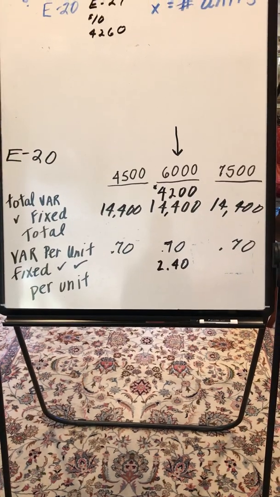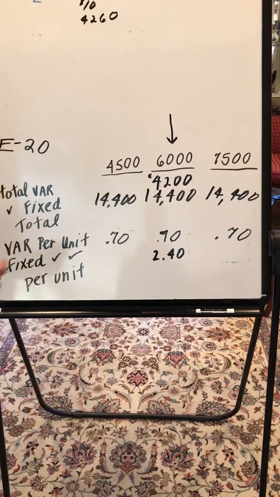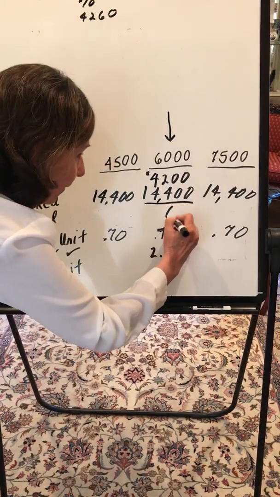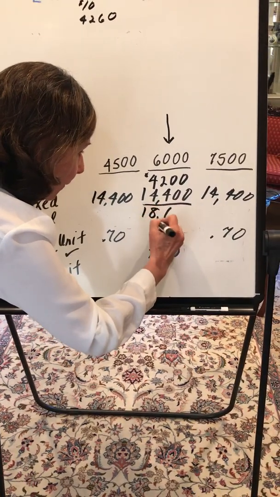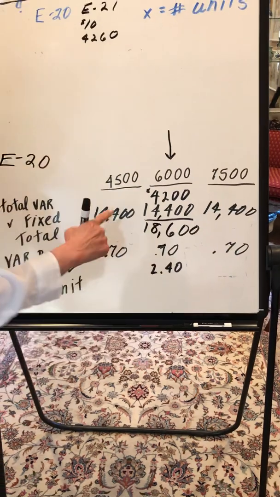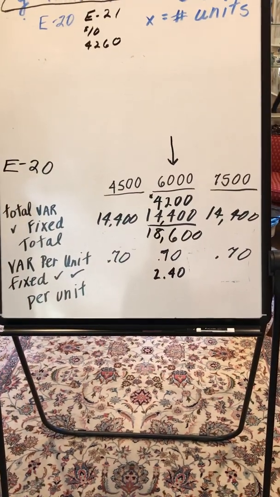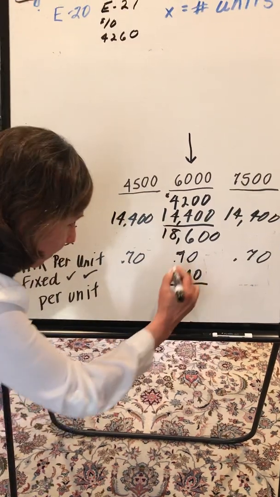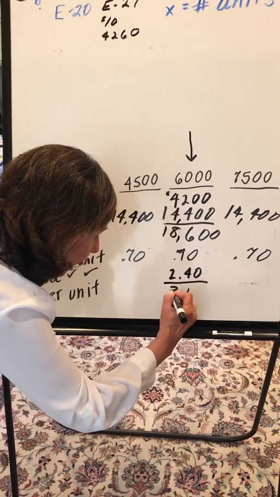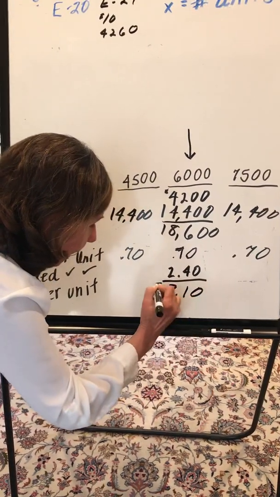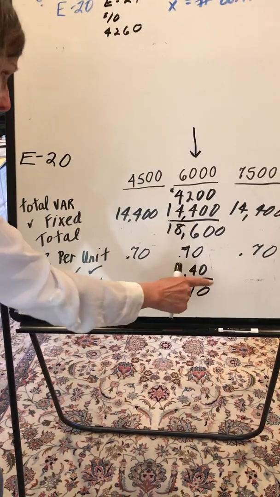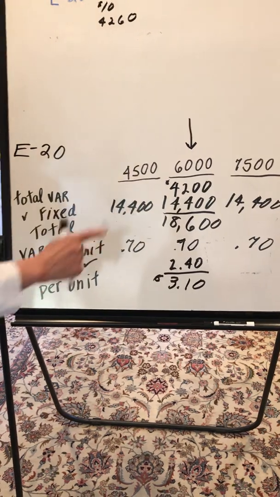Okay, so for 6,000 units, we can complete this and add them together. So we have 6, 8, so their total cost will be $18,600. And this will be 7 and 4 is 11, $3.10 a unit. Now, let's start filling in the variable costs.